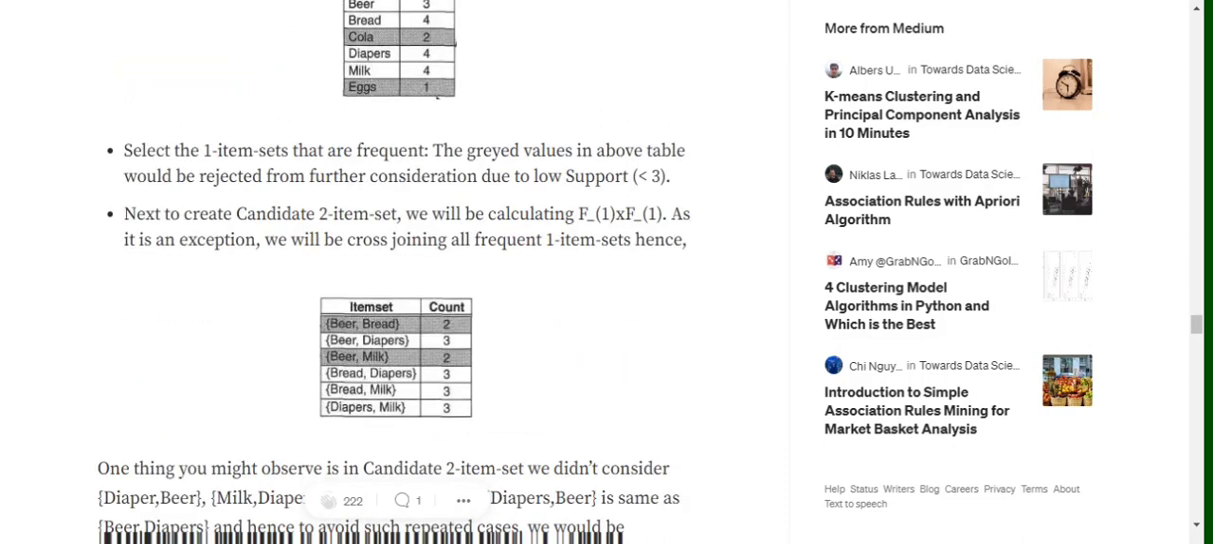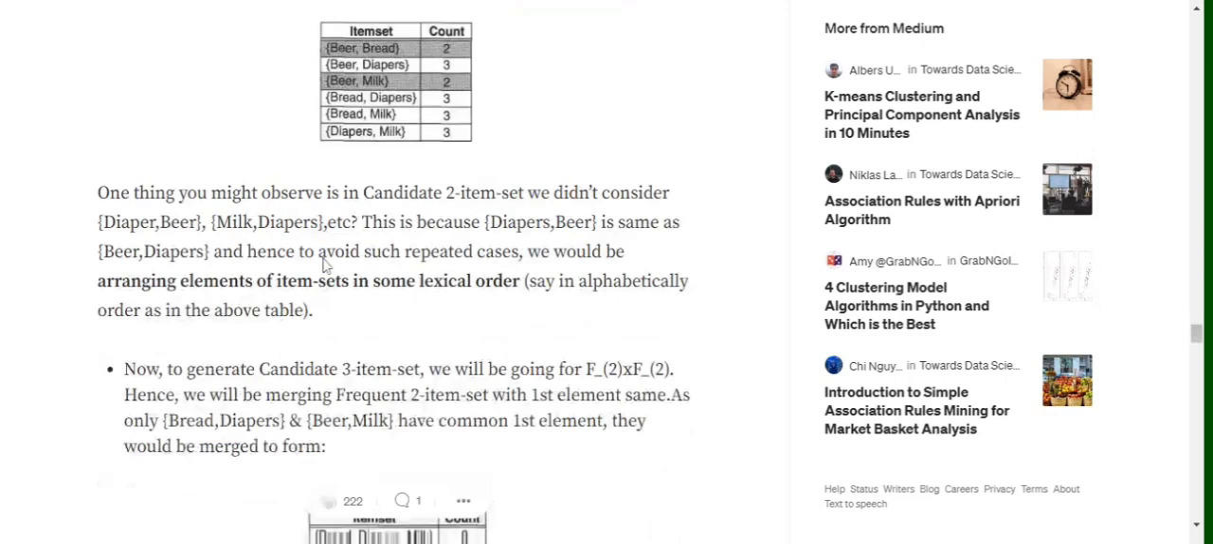Now creating the candidate two item set. Candidate means that we are first of all creating the combinations, then we will be checking the support. For the candidate one item set, we are just cross joining with every possible combination. So here you can see that beer bread and beer milk have a count of 2, while the rest of them have a count of 3. In that case, we are rejecting these two because they are below the threshold, and we are accepting the remaining 4 in the frequent two item sets.